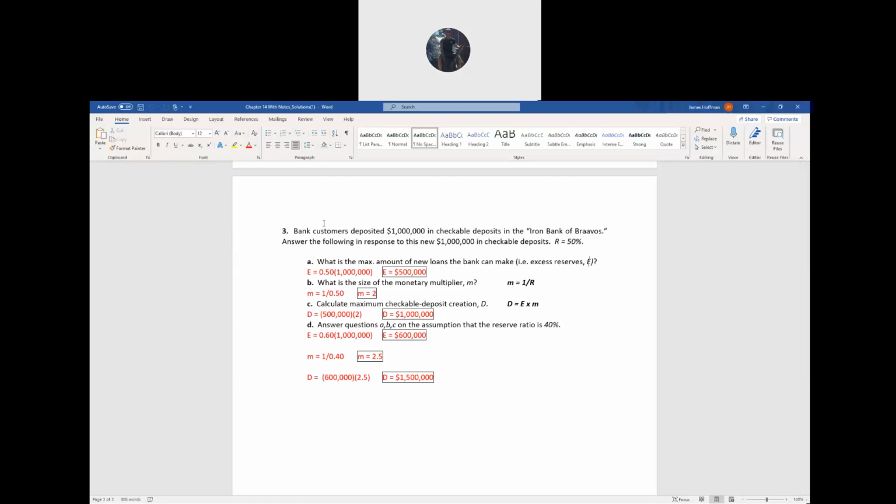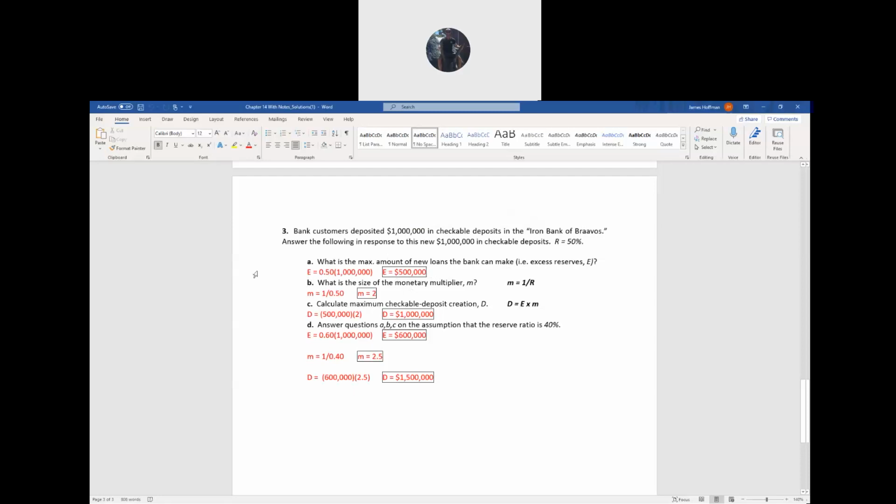Part A is: what is the maximum amount of new loans the bank can make, also called excess reserves? If $1 million is deposited and the reserve ratio is 50%, that means 50% of this has to be kept in reserve. The other 50% can be lent out. So 0.5 times a million is 500,000. So they're going to lend out 500,000. The other 500,000 they have to keep in reserve. So excess reserves from $1 million with a reserve ratio of 50% are 500,000.